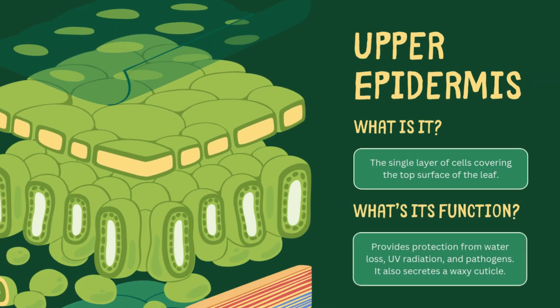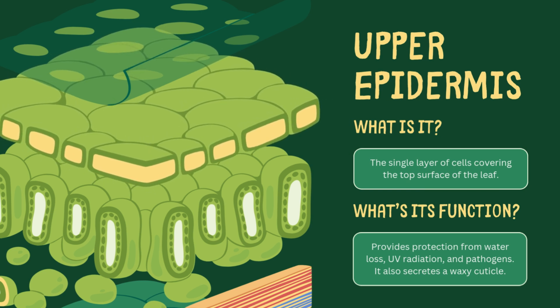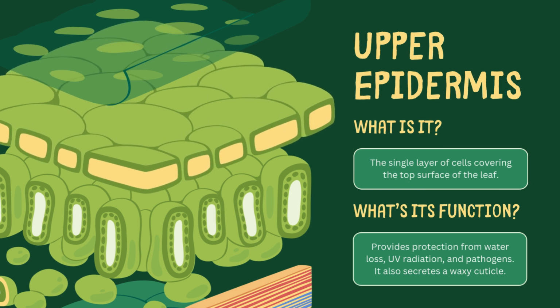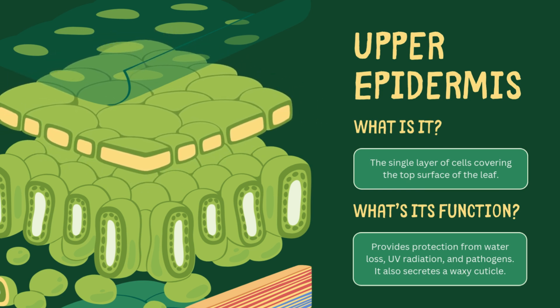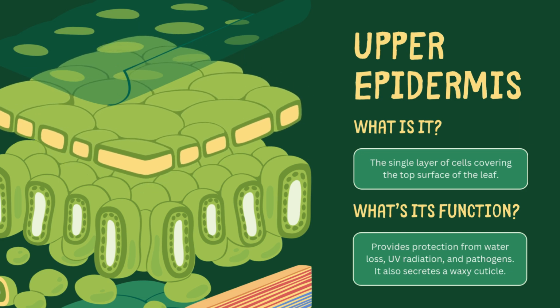2. Epidermis. What is it? The outer layer of cells on both the top (upper epidermis) and bottom (lower epidermis) of the leaf. Function: protects the internal tissues of the leaf and helps in regulating gas exchange. The upper layer is usually transparent to let sunlight through.